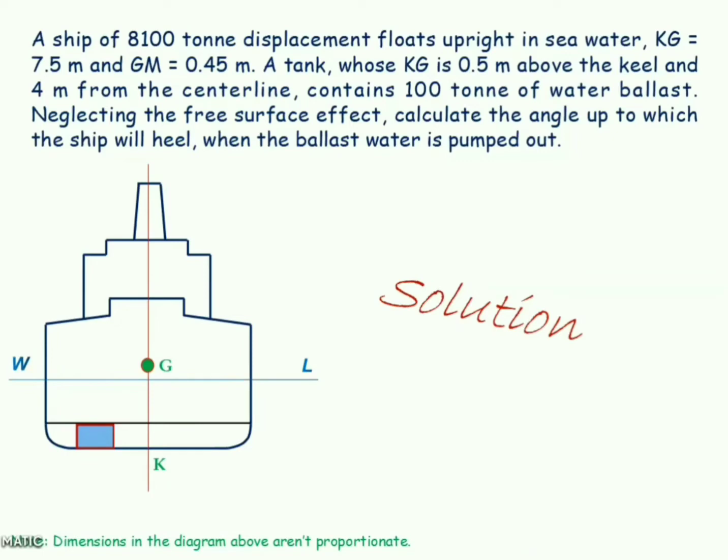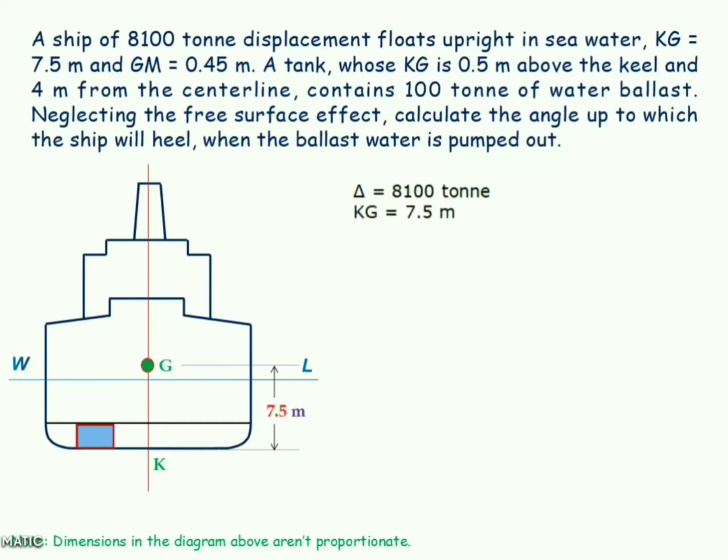First of all, we will write all of the particulars which have been provided to us. Displacement being 8,100 ton, KG 7.5 meters. GM, that is metacentric height, 0.45 meters.